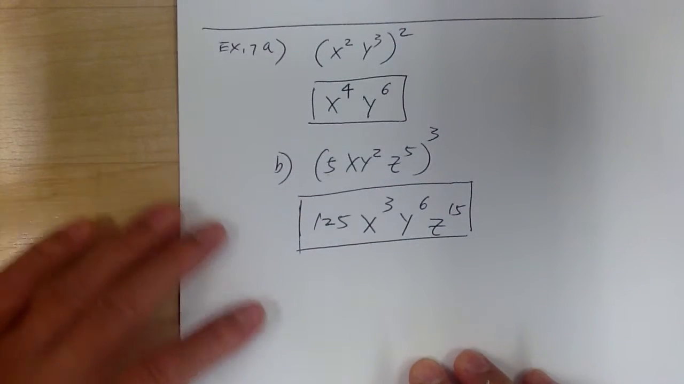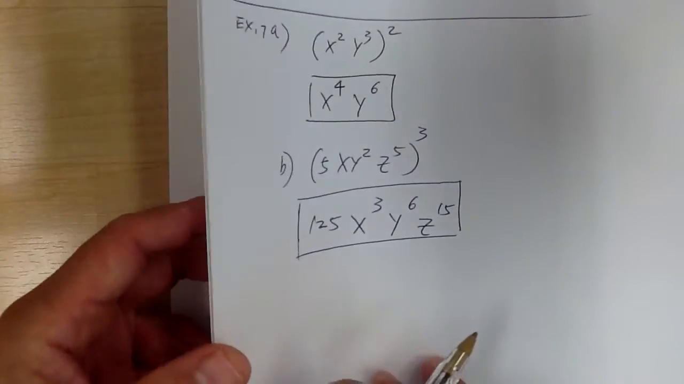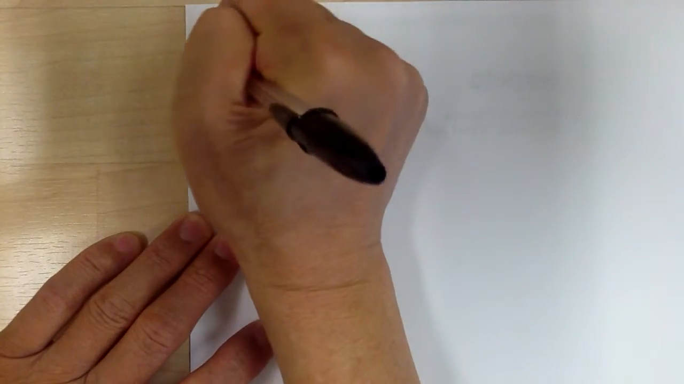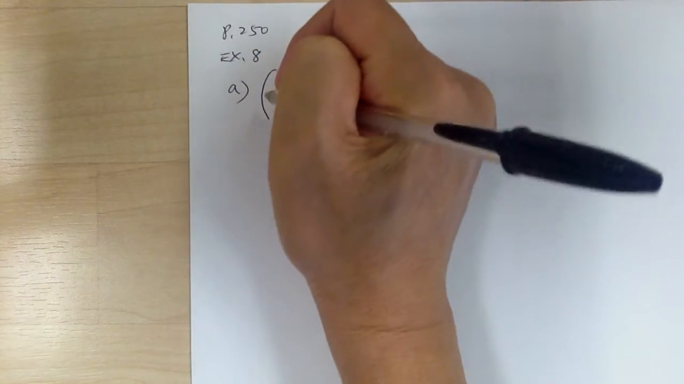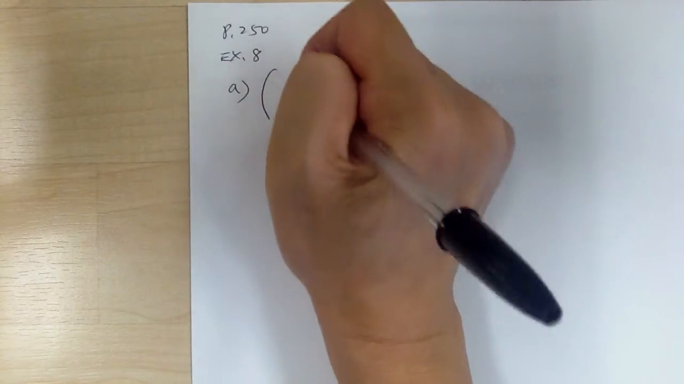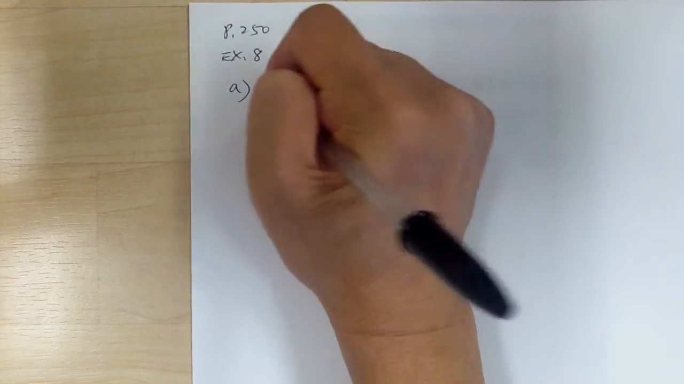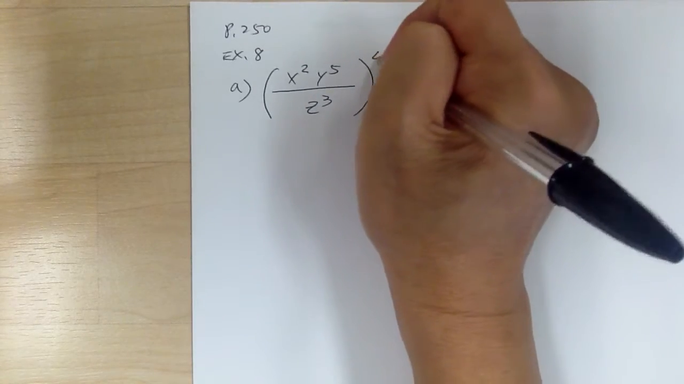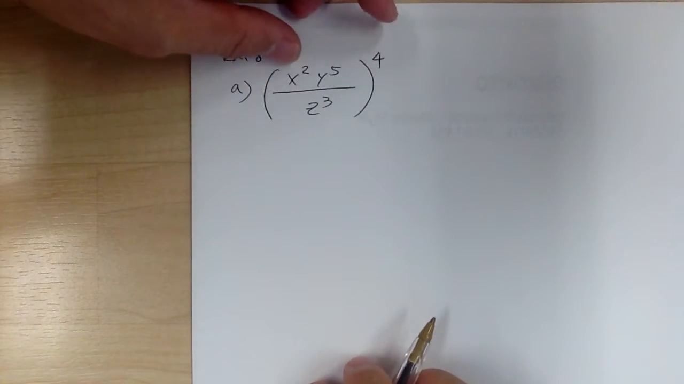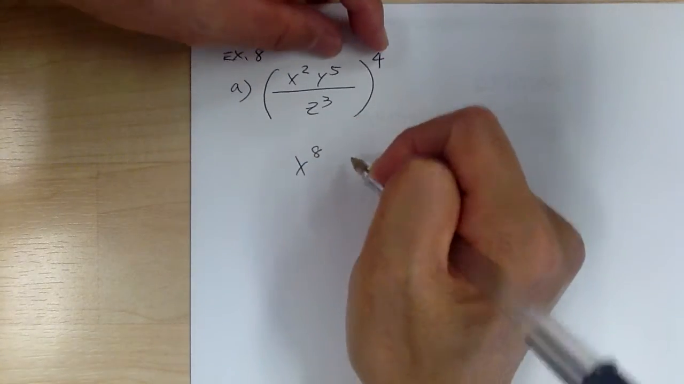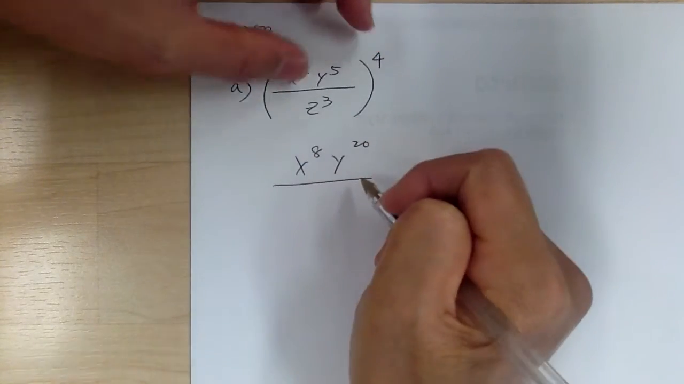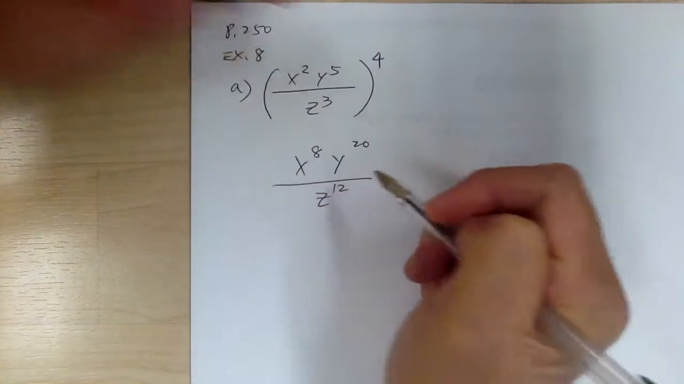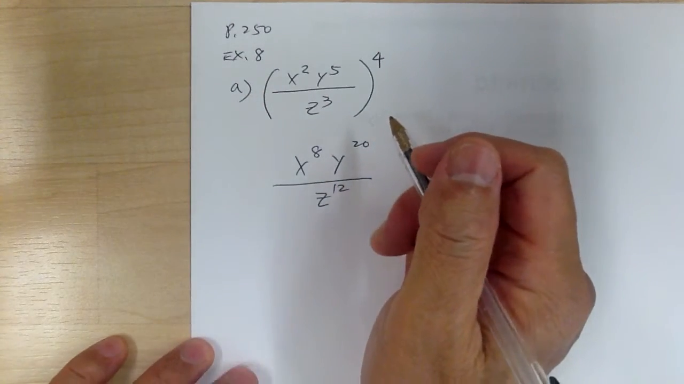Okay, let's go to example 8. For part A, you have x squared y to the 5 over z to the 3, to the 4. So you apply each part. So this will give you x to the 8. This one will give you y to the 20 over, and this will give you z to the 12. And that's it. So you just have to apply the power rule to each part.